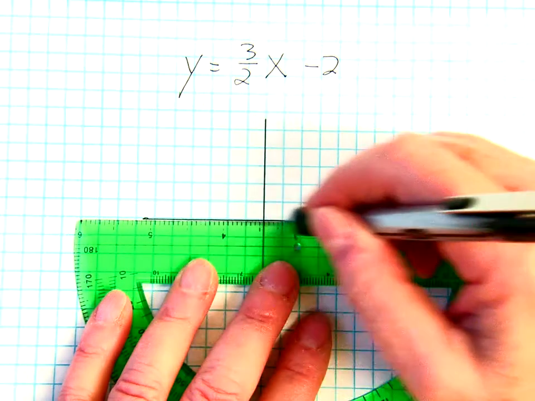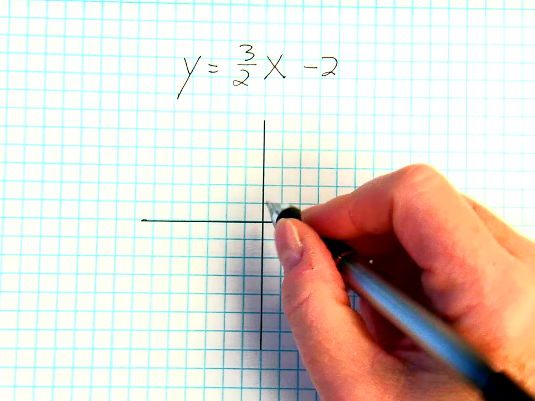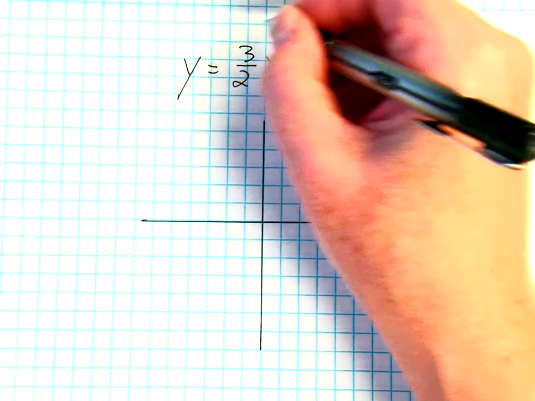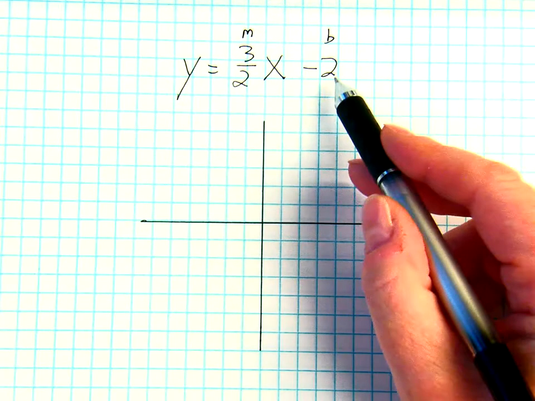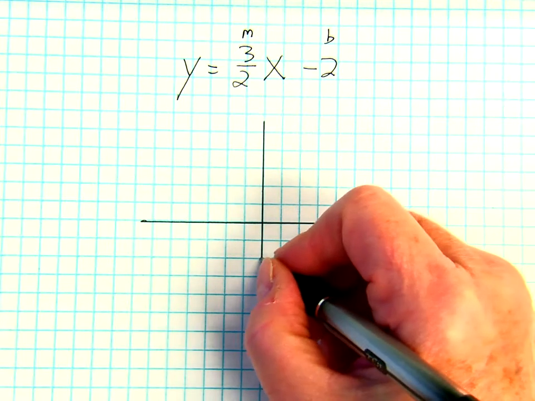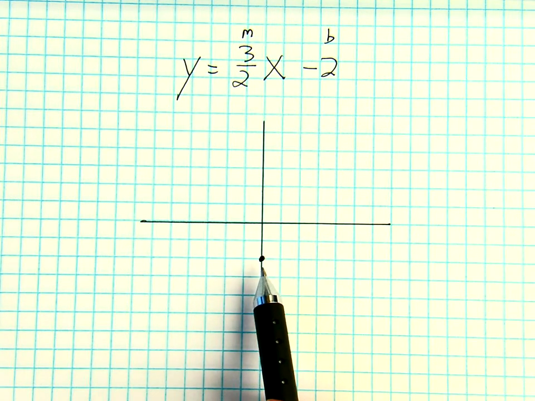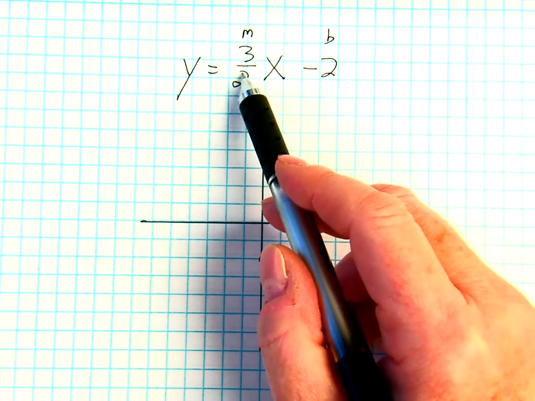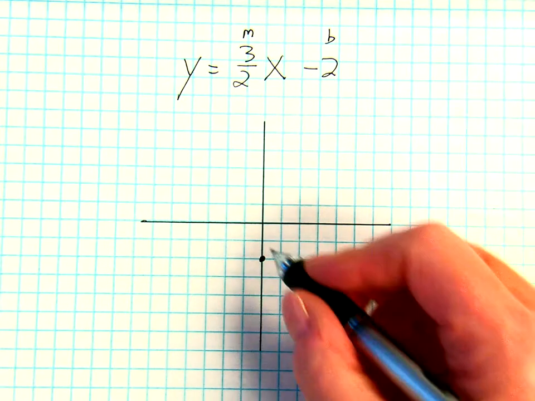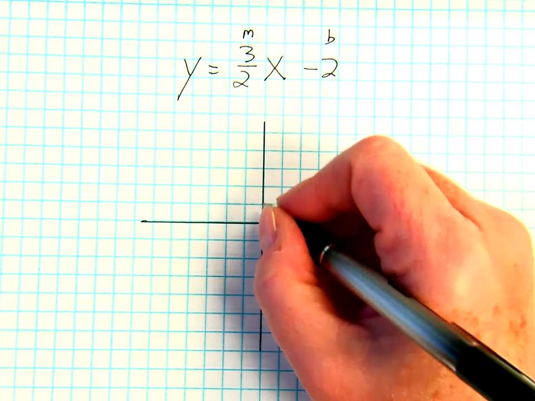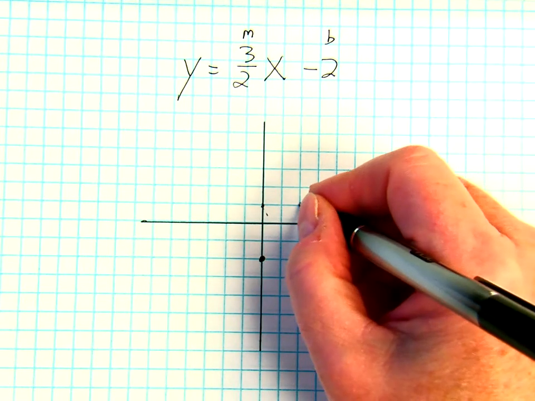Okay, here's my coordinate plane. I'm going to look at this and say this is my M, this is my B, and B is -2. So my first point goes right on the y-axis at -2. Then I'm going to look at my slope, which, remember, is rise over run. So the first thing I'm going to do is rise 3, and then I'm going to run 2.